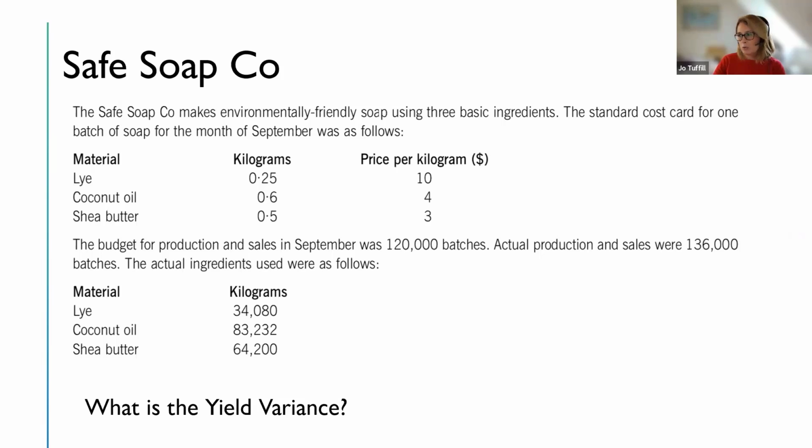So first of all, am I supposed to be basing my yield variance on 120,000 batches or on 136,000 batches? Which one should I be using? Anybody want to tell me in the chat? Brilliant. I've got 2 good answers so far. 3 good answers.